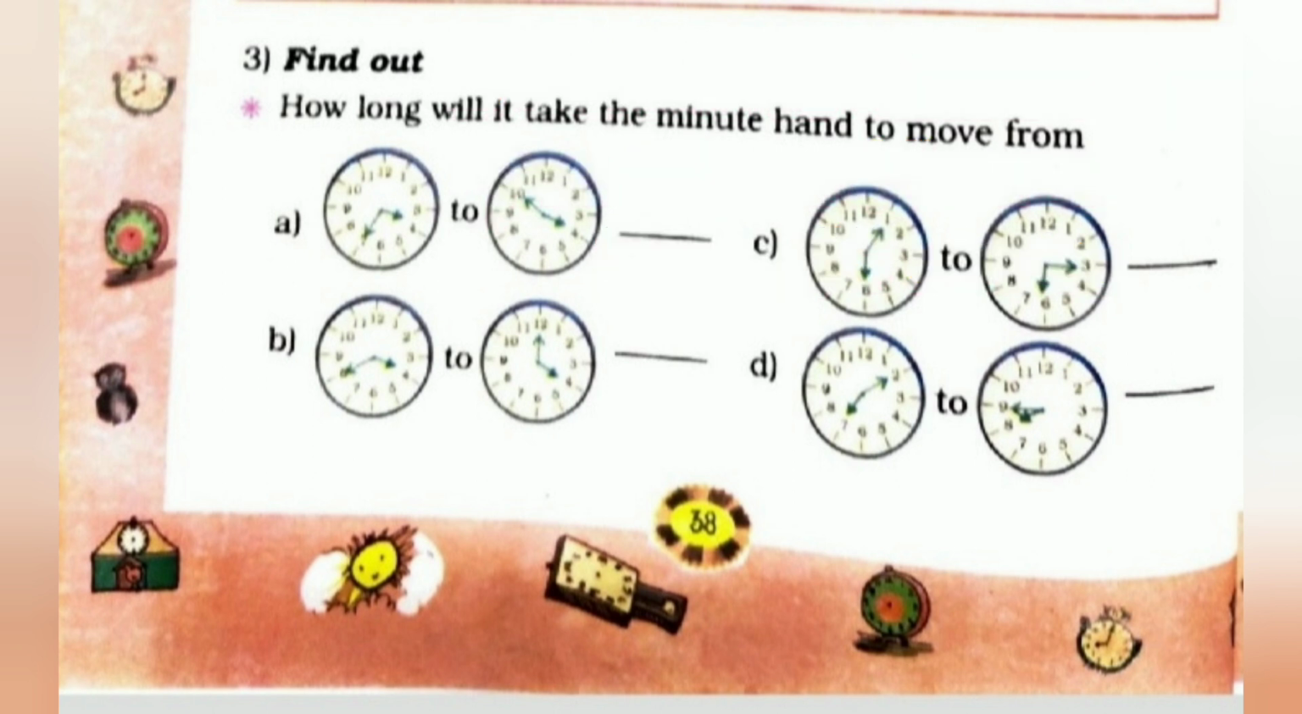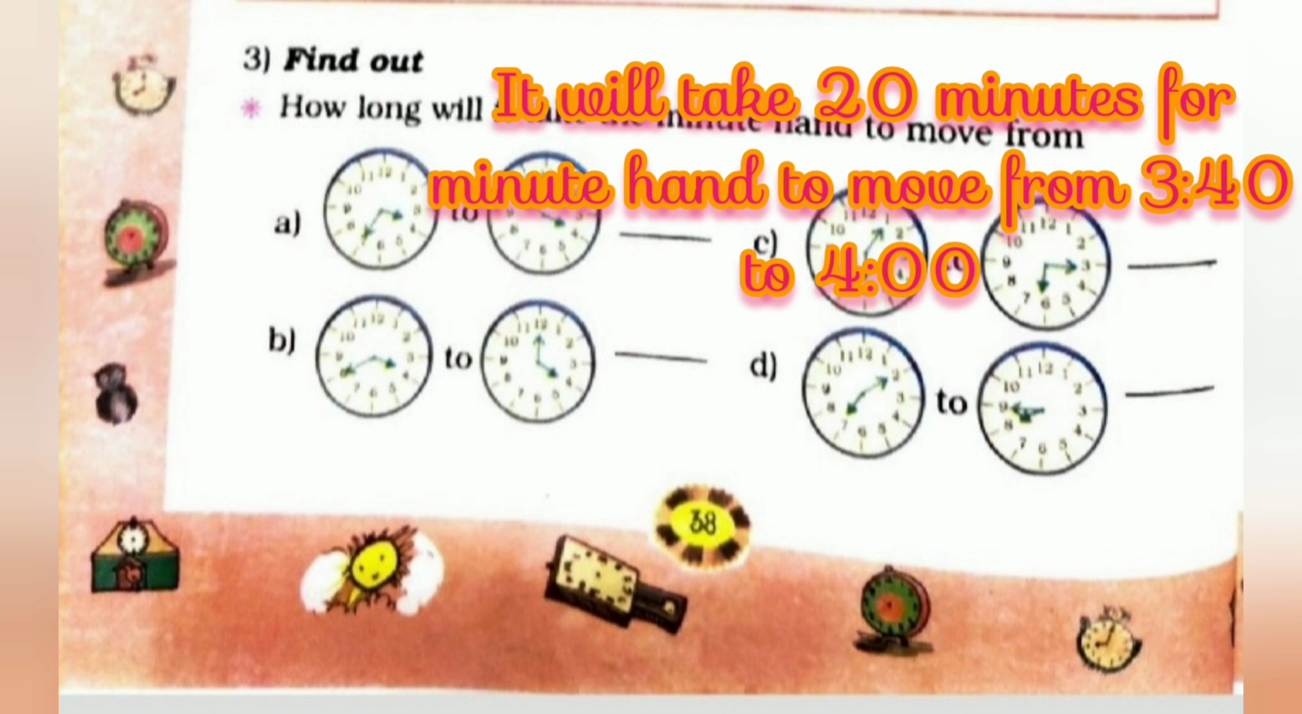In exercise B, it is 3:40 to 4 o'clock. So in the first picture, the minute hand is on 8, that means 40 minutes. And in the second picture, the minute hand is on 12, that means 60 minutes. So we have to subtract 60 minus 40, which is equal to 20 minutes.